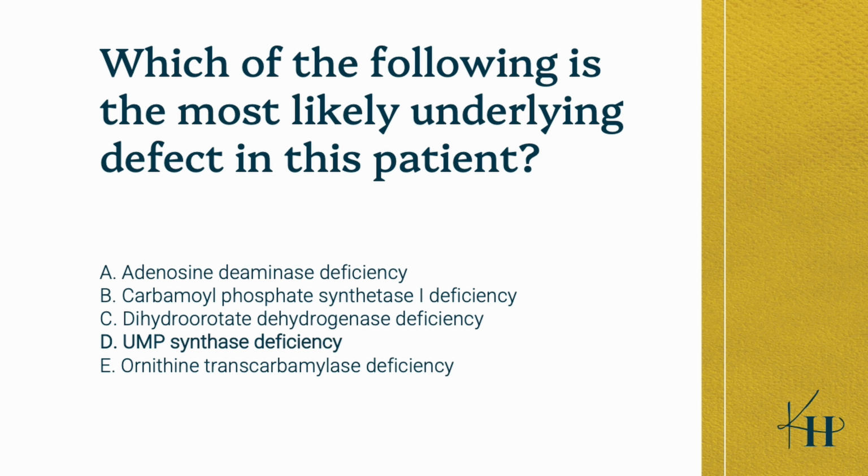Choice E is our ornithine transcarbamylase deficiency, which is another urea cycle disorder, and that would have hyperammonemia, and in many cases elevated orotic acid. But since we don't have ammonia that is high, this is not the right choice. So I want you to remember, if orotic acid is high, but ammonia is normal, think pyrimidine synthesis, not the urea cycle.